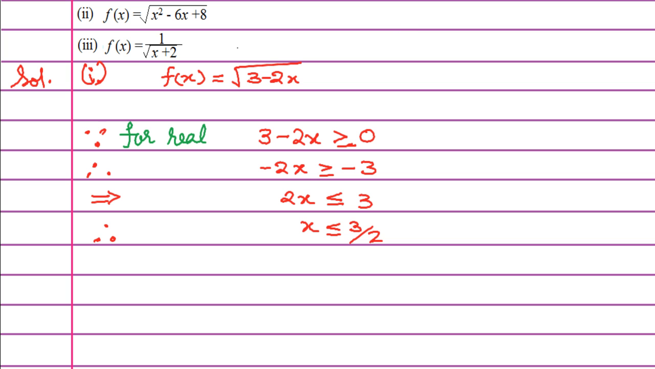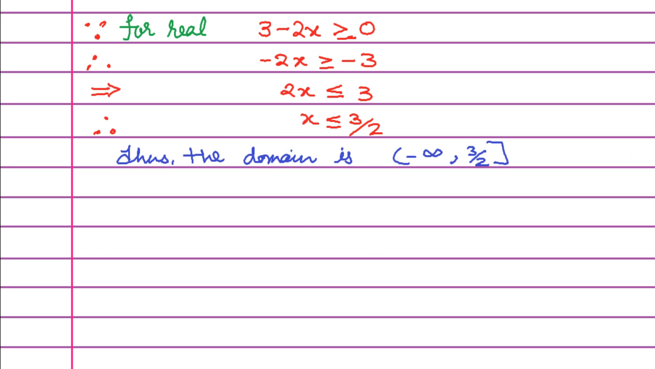So we have found the domain of this function. Thus the domain of this function is minus infinity to 3 over 2. Because it is smaller than or equal to, we have to take the closed bracket here. So this would be the domain of this function. Now we study the range.